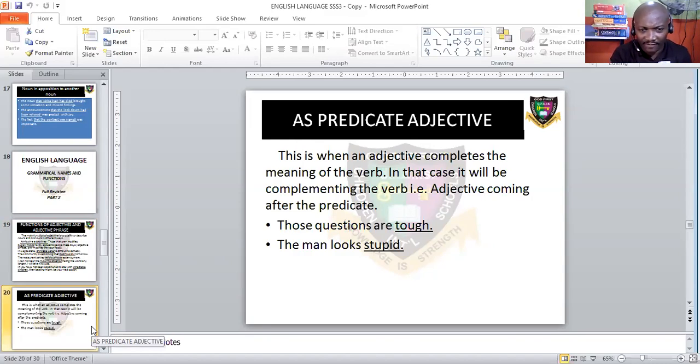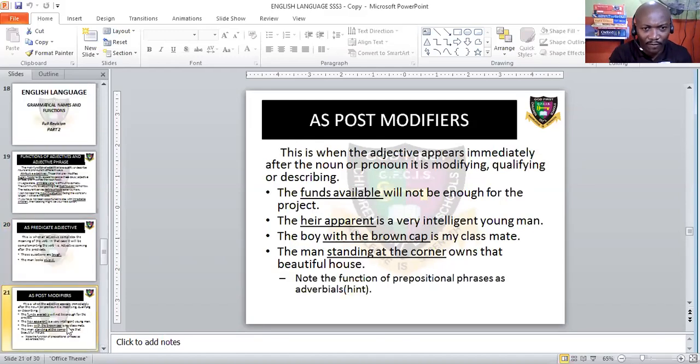In that case, you also see them coming immediately after the verbs that are there. Are is a verb, looks is a verb. Remember, are is a primary auxiliary verb, looks is a lexical verb. And as predicate adjectives, they come after the nouns and the verbs in that regard. Please note that as we proceed.